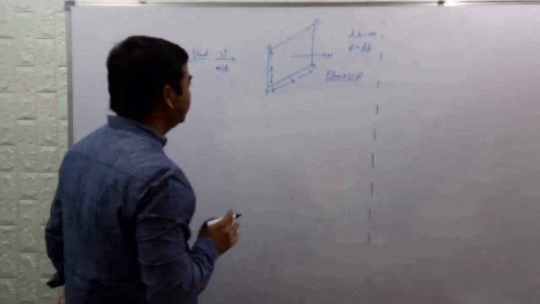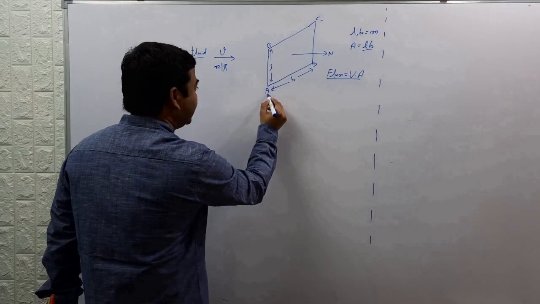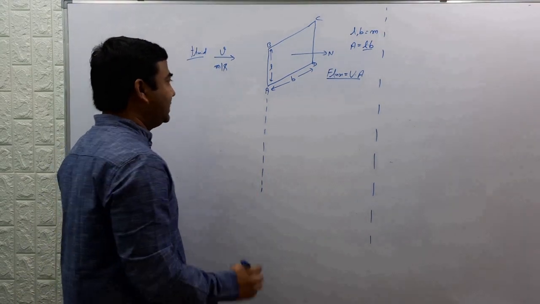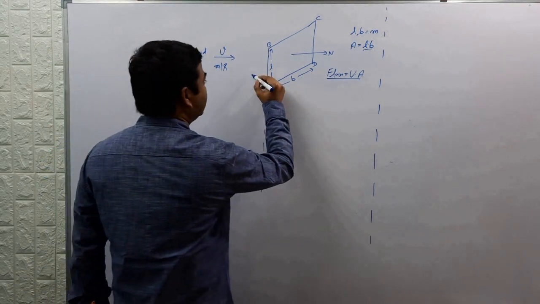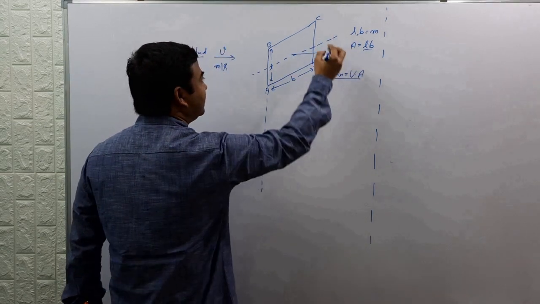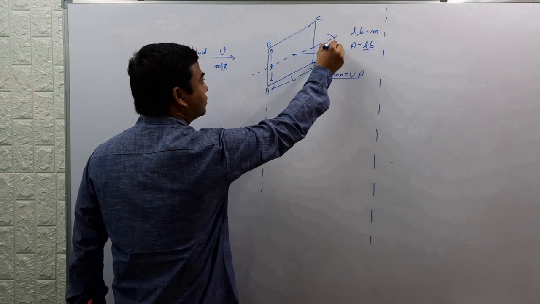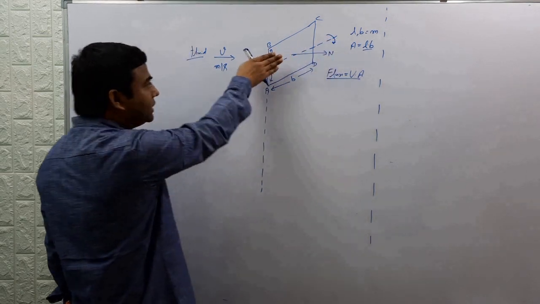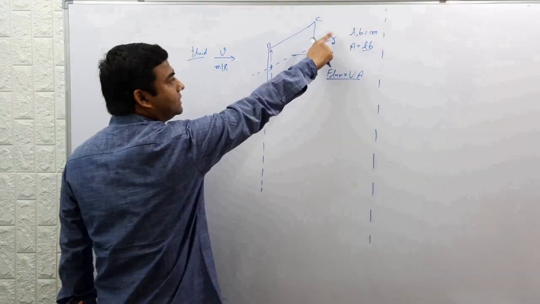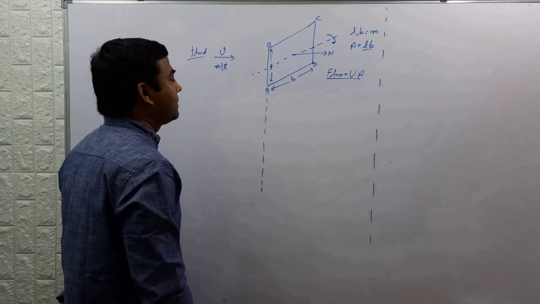Second case, we will assume this area is tilted. This is the axis of this rectangle. Let me just rotate this rectangle like this, in the clockwise direction.